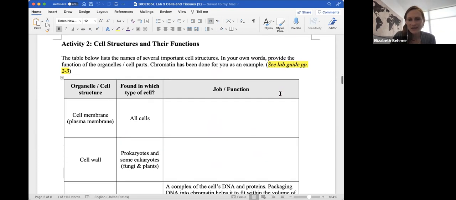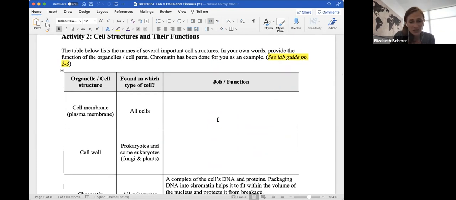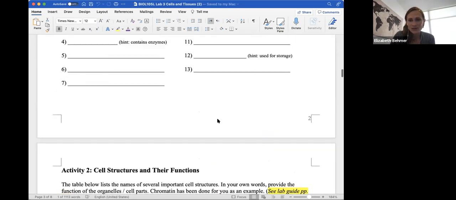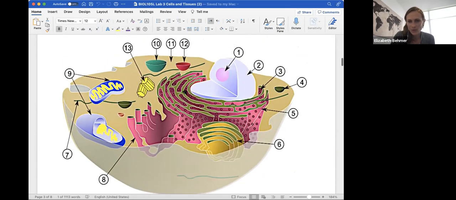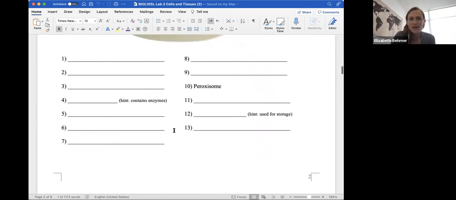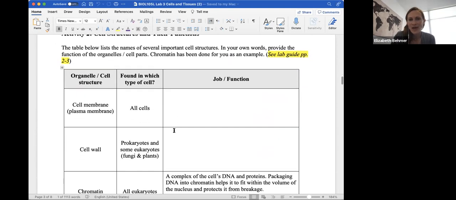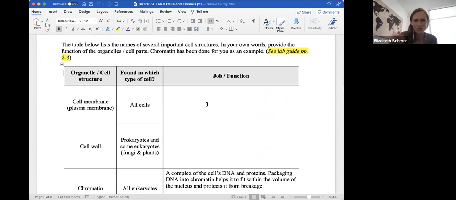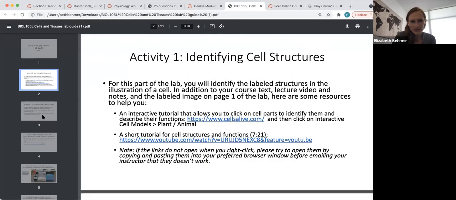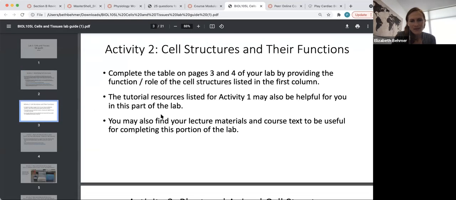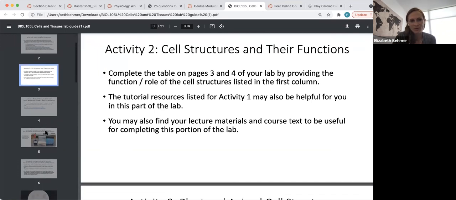The second activity is just to describe the function of each of the organelles. So you worked on labeling and identifying the different organelles in a eukaryotic cell. And then activity 2 has you typing in the specific job or function of each of those organelles or cell structures. And for activity 2, you can use your textbook to help a little bit with that. The tutorial in activity 1 will also be helpful because as you're identifying, using these tutorial links, they'll also tell you the job or function.